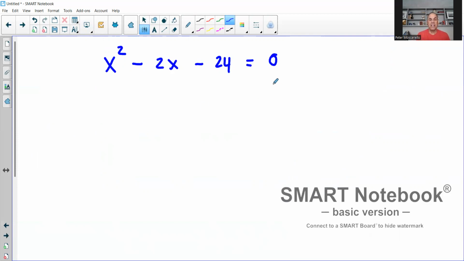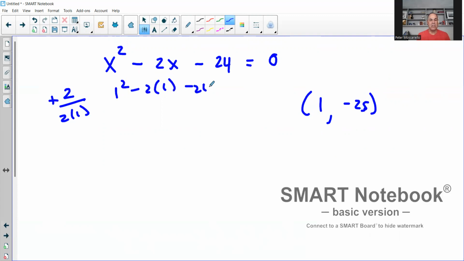All right, we're back. The vertex is negative b over 2a. So that's positive 2 over 2 times 1, which is 1. Yes? Negative b, positive 2. Easy plug in. What do you get there? 1, negative 25, because 1 squared minus 2 times 1 minus 24. That looks like negative 25 to me. So axis of symmetry, x equals 1, max/min, y equals negative 25.